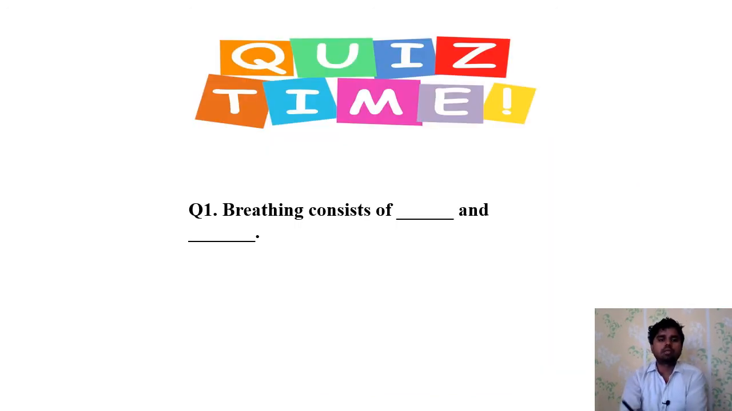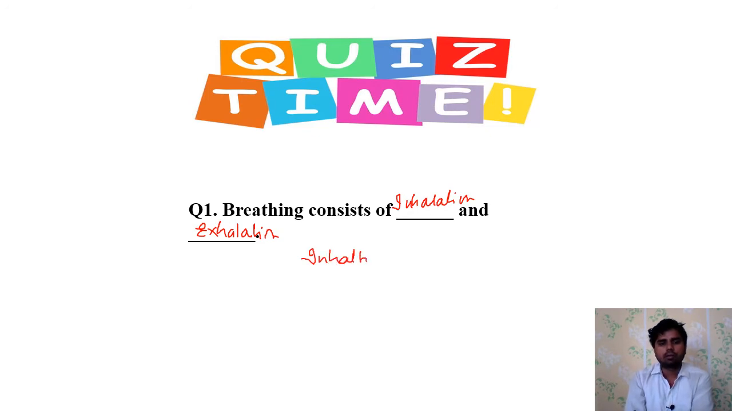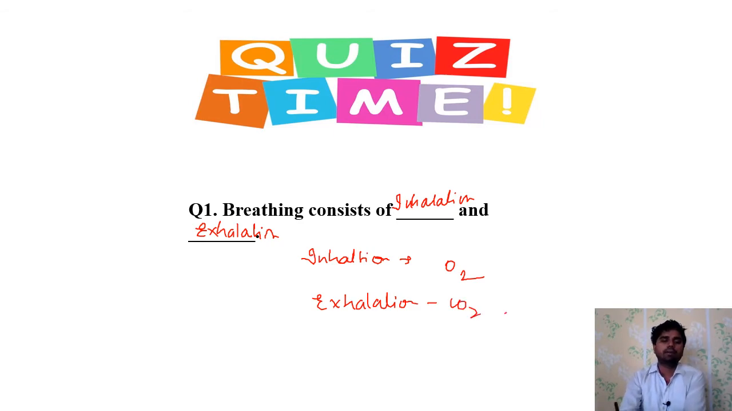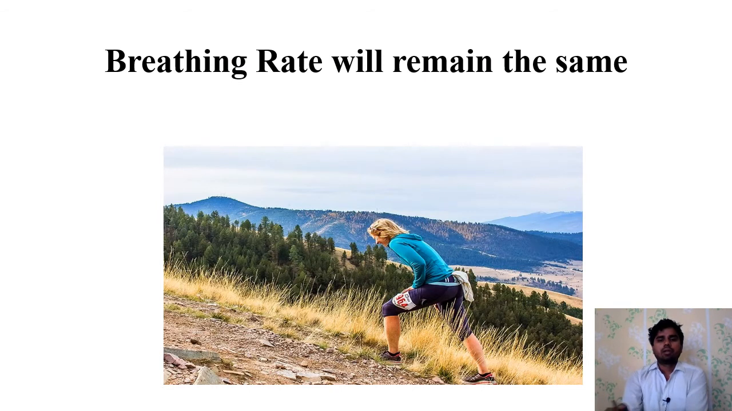Now, you have to tell me, breathing consists of two things. What are those? The first one is inhalation and the second one is exhalation. In inhalation, the air is rich in oxygen, and in exhalation, the air is rich in carbon dioxide. As we have learned just now, the breathing rate while we are doing very normal work will be 15 to 18 times per minute.